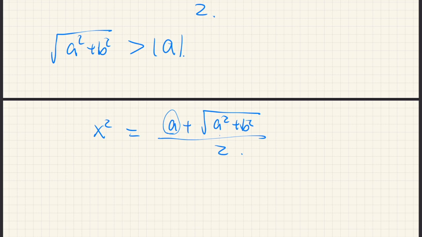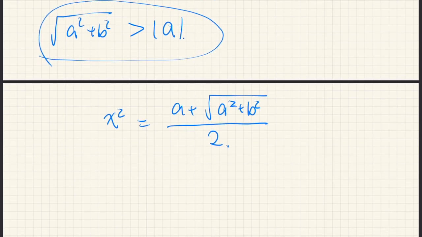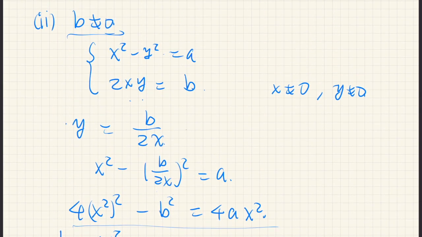It cannot be negative, right? Yeah, it cannot be negative. It cannot be negative because of this, so we can just take the square root of everything here. So x is equal to plus minus the square root of (a plus the square root of a squared plus b squared) over 2.